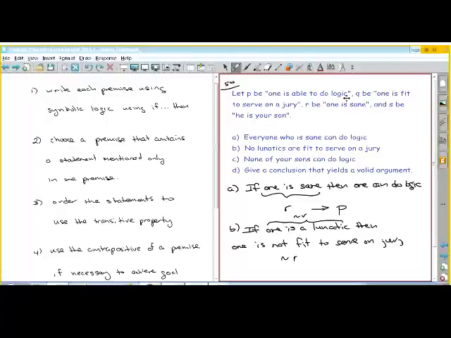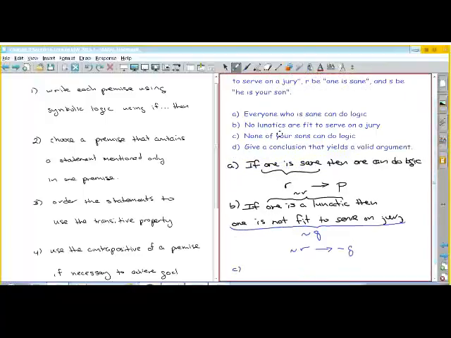And one is not fit to serve on a jury. Q is one is fit to sit on a jury. So let me move this down a little bit. So we've got not R. This part, one is not fit to sit on a jury, is going to be the negation of Q. So we're going to have if the negation of R, then the negation of Q. So that's our second premise. First converted into an if-then statement, and then converted into symbolic logic.